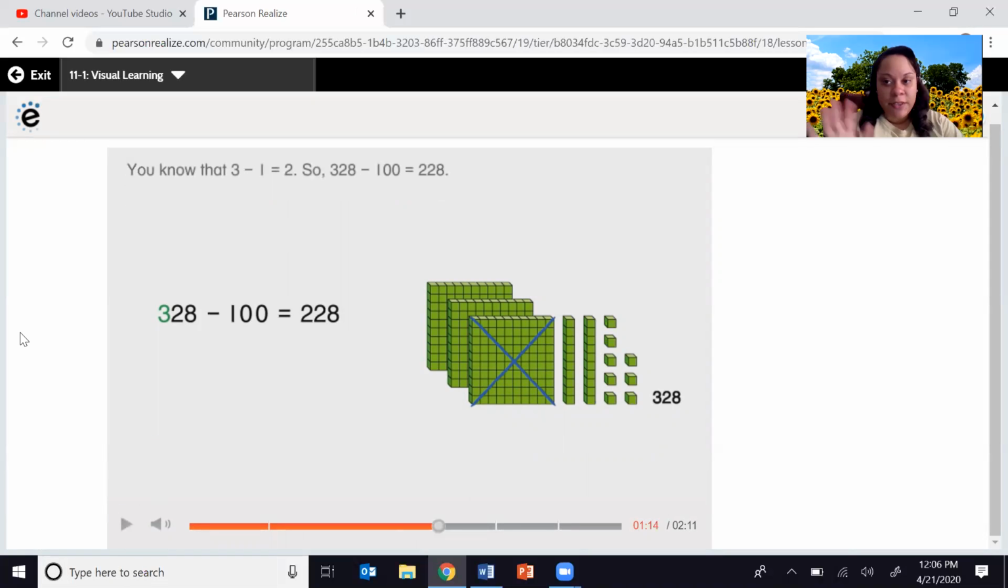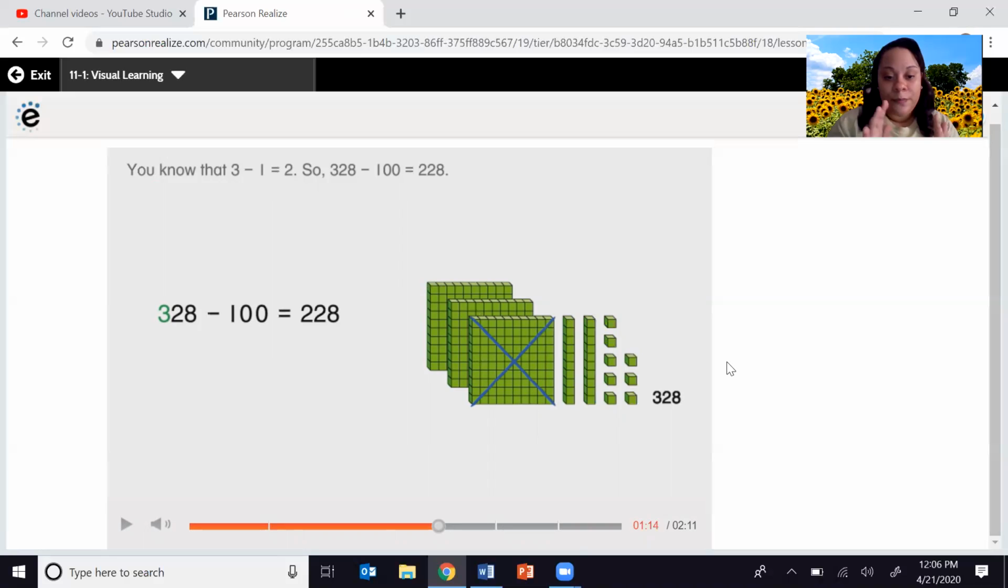You guys see the same thing that we kind of did in the solve and share? 328 minus 100 is 228. Why? Because when you're subtracting just 100, there is nothing in the tens place, just a 0. There's nothing in the ones place but a 0. But there is a 1 in the hundreds place. 100 is the same as a 100 block, so you just cross that out. Obviously, you have 2 left. Nothing has changed in your tens and ones.